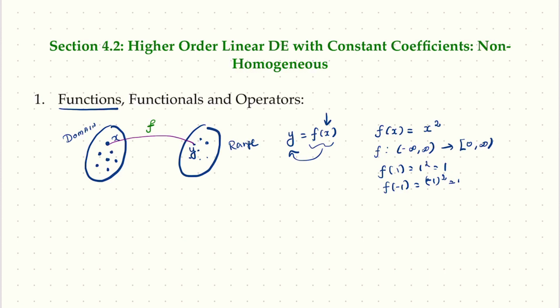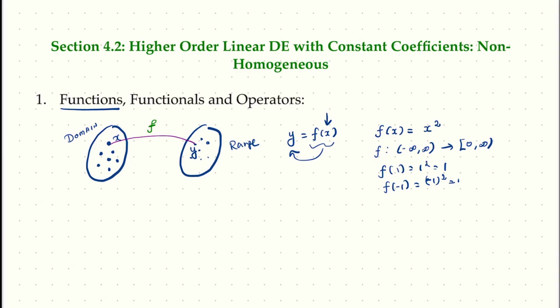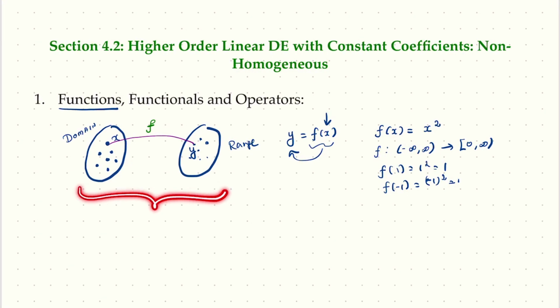And by the way, this is called mapping. F maps x to y. In functions, we take numbers as the inputs and give numbers as the output. Again, without getting too much into theory, so what is a functional?